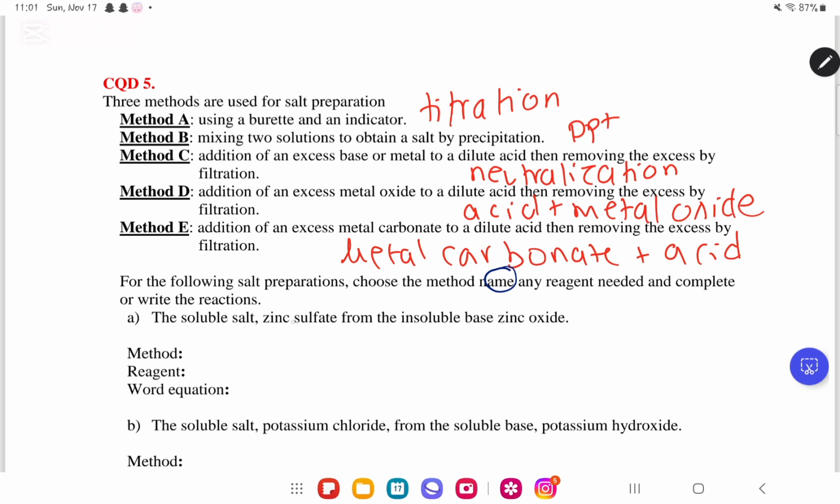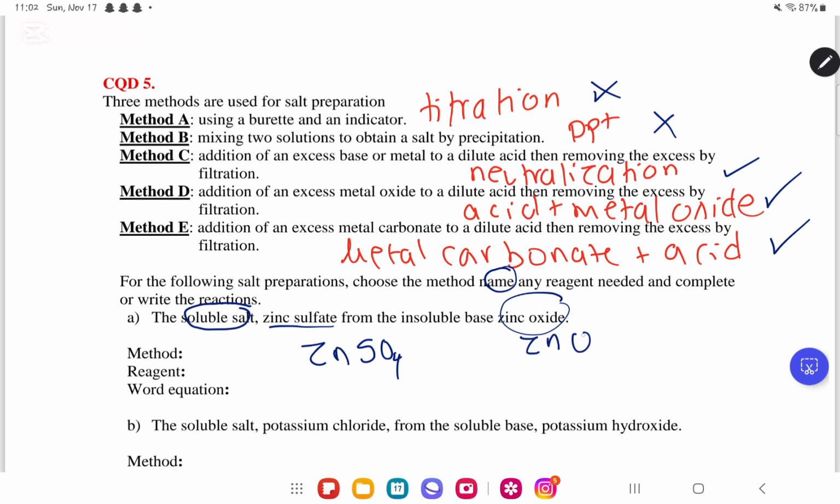Now here we have zinc sulfate, which is a soluble salt. So we're definitely not using precipitation, we're using neutralization, or acid on metal, or metal carbonate, or titration. We'll see which one. Now it is zinc sulfate, ZnSO4. Does it contain Na+? Since it does not contain Na+, K+, or NH4+, we are not going to be using titration. Next step, it is zinc oxide. So we are going to definitely be using metal oxide.